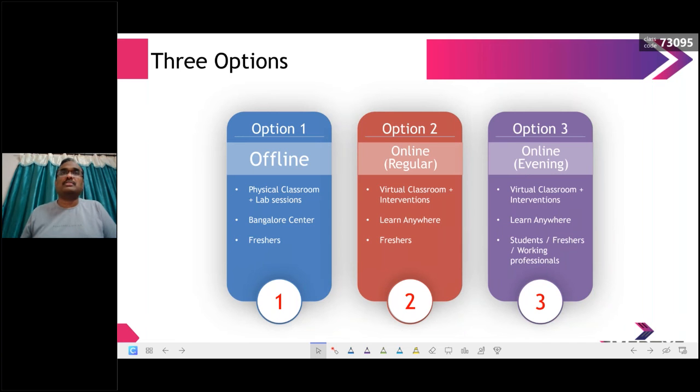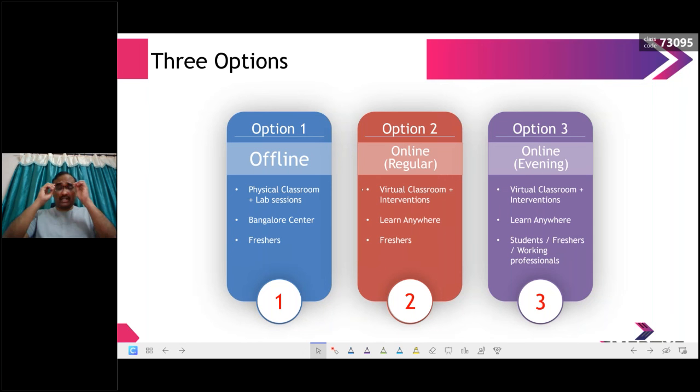The first mode is what is called an offline or a physical classroom, where you need to come to our Bangalore MG Road office and sit in the classroom and learn. That's a 6 months duration. Then we have the online option. Online, we have two options. One is online regular, which happens in the daytime. The classes will be happening, and some timing will vary. I'll show you in the next slide.